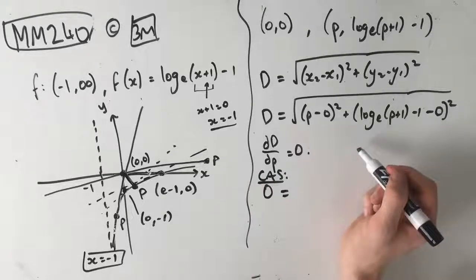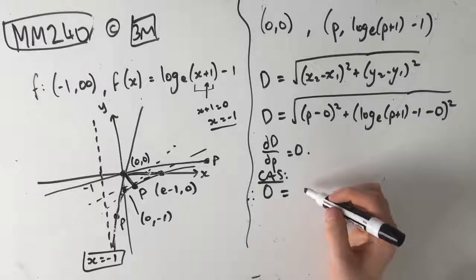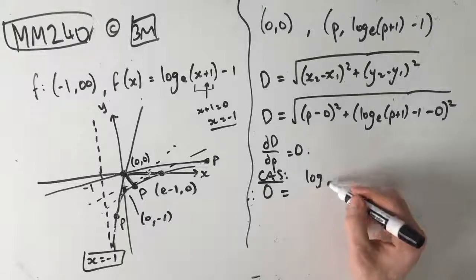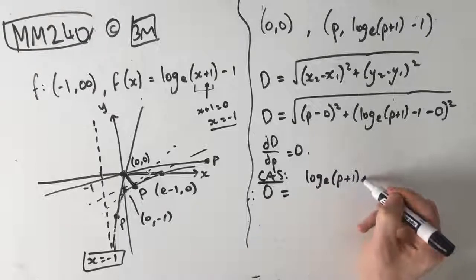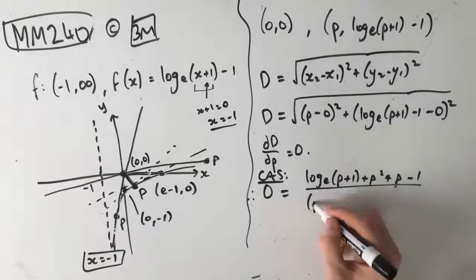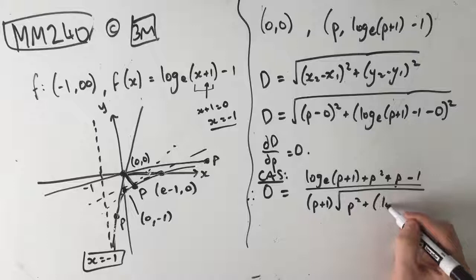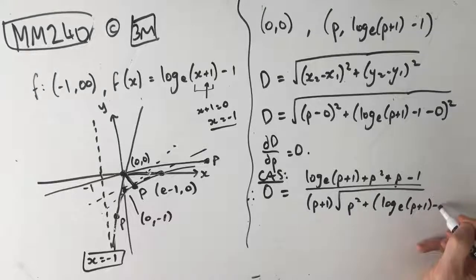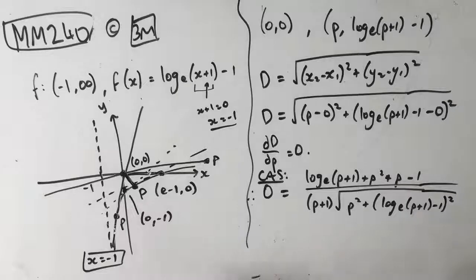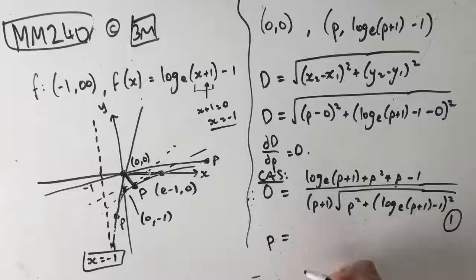Please don't try and differentiate this by hand. It's just going to be super difficult. So therefore, 0 is equal to our derivative, which according to CAS is log e of p plus 1 plus p squared plus p minus 1 over p plus 1, over square root of p squared plus log e of p plus 1 minus 1 squared. So massive mouthful, but this is our first mark, right? Getting that's our first mark. And yeah, so here, between here and this next part is our first mark.